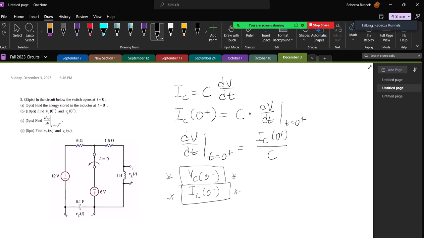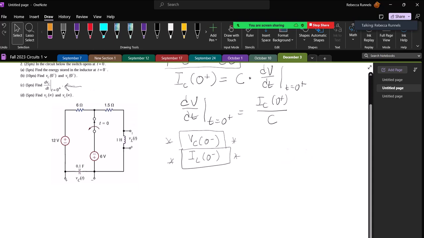And I already have written up here, I was looking ahead, that we needed to find dV/dt across the capacitor, and I was just pointing out that I equals C dV/dt. So if we need to find dV/dt at time t equals 0, we can find the current at 0, and that will help us find it.